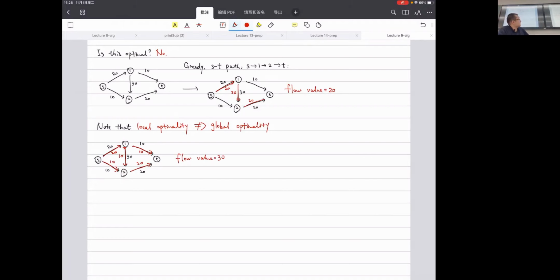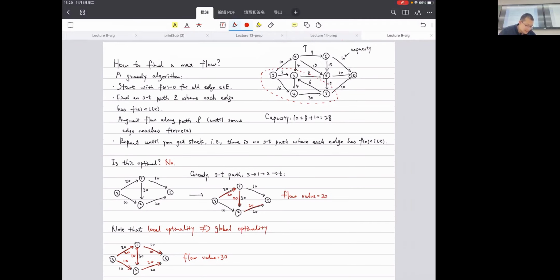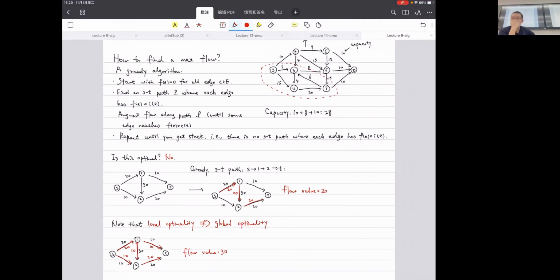This is larger than what you get from the greedy strategy, if you pick the path S to 1, 1 to 2, 2 to T here. So this is something we want to pay specific attention to. In general, there are instances where this greedy strategy does not directly work. Okay, any question about this greedy algorithm and the reason why it is probably not optimal here?